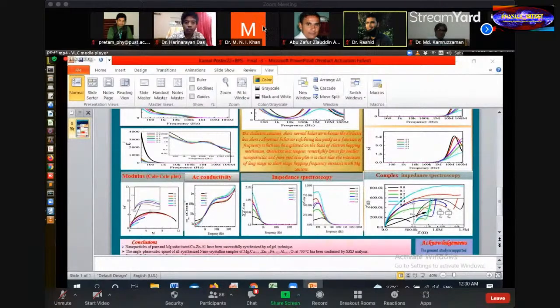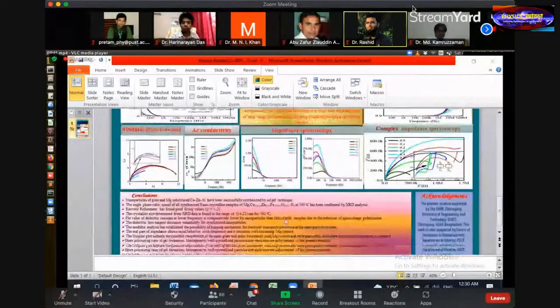AC conductivity shows two regions due to different conduction mechanisms. The first is the lower frequency region, where conductivity is nearly independent of frequency. The second is the higher frequency region, where conductivity becomes proportional to the frequency and increases with increasing frequency. Lastly, the conclusion.